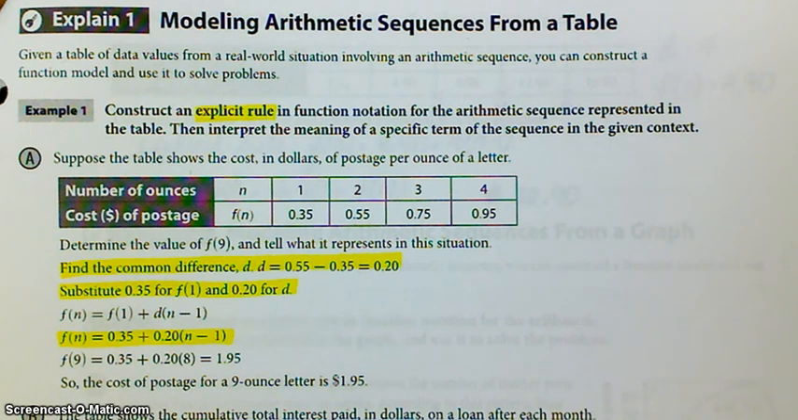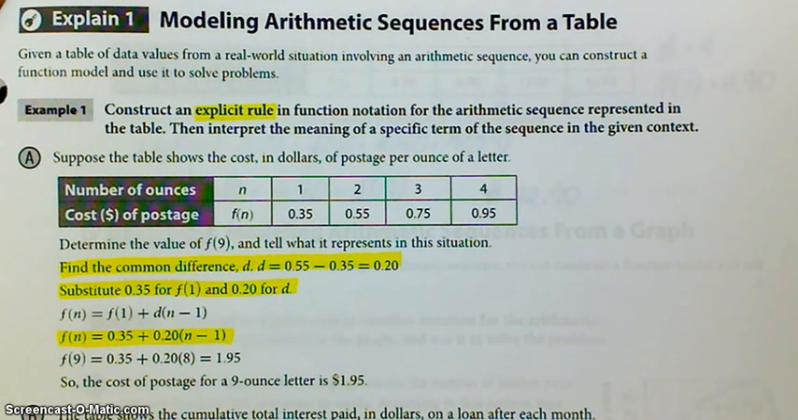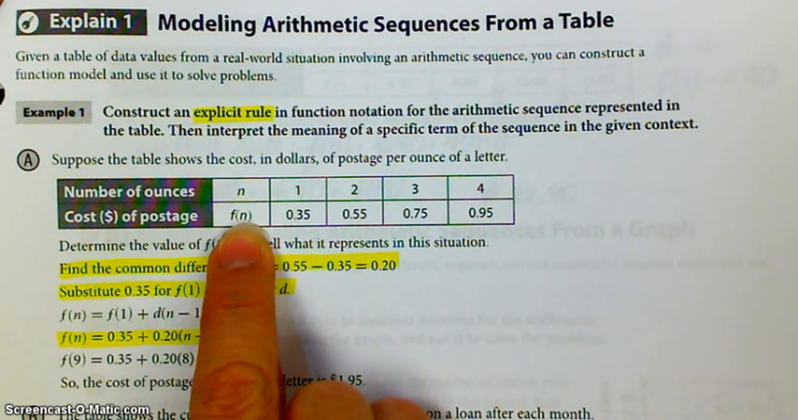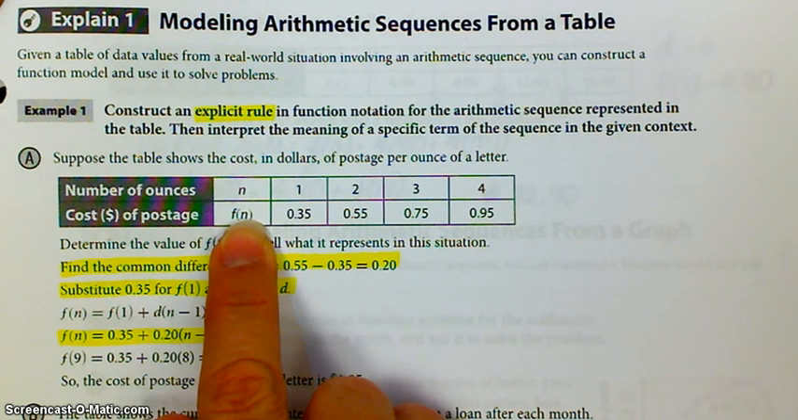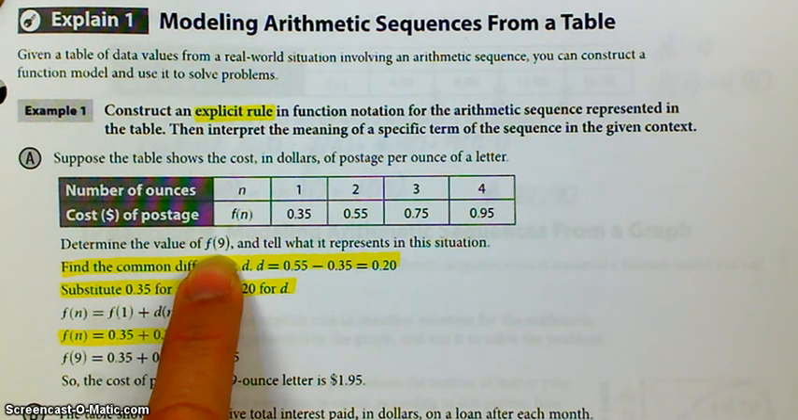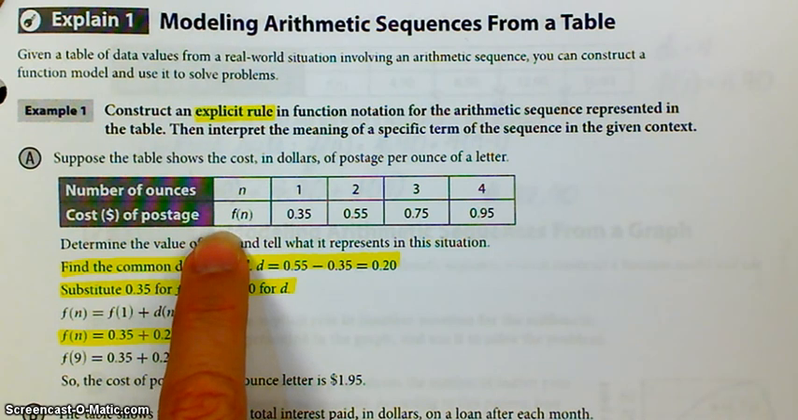All right, I'm now on the following page where it asks to construct an explicit rule in function notation for the arithmetic sequence represented in the table. Then interpret the meaning of a specific term of the sequence in the given context. When I look, I've got number of ounces and then the cost of postage. So we're talking about how much it's going to cost to post a letter. And they want you to determine the value of f of 9. So, for instance, how much is it going to cost for you to post a 9-ounce letter?